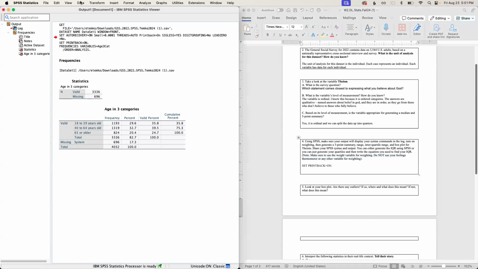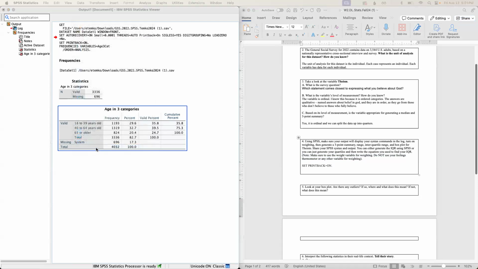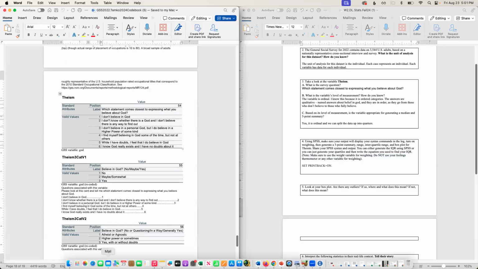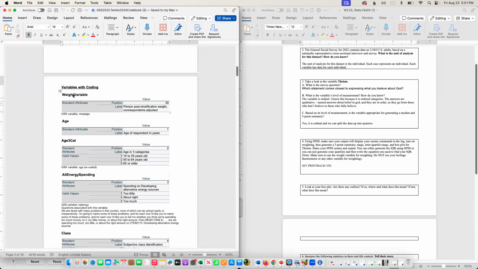So for this, you have two options. You can go data, weight cases, and we need to choose our weight variable. So let's go back to this code book. If you look at the code book, you'll see here's weight variable. The name of the weight variable is weight variable. In actual GSS, it was WTSS-NRPS, but I made it simpler here. And so we're going to weight by what's named the weight variable.